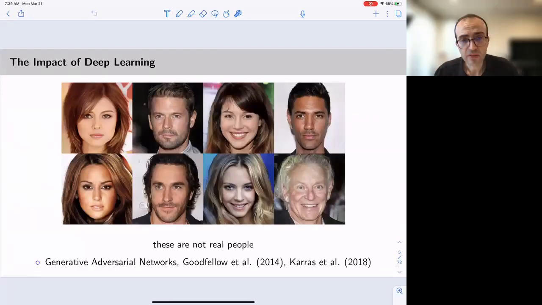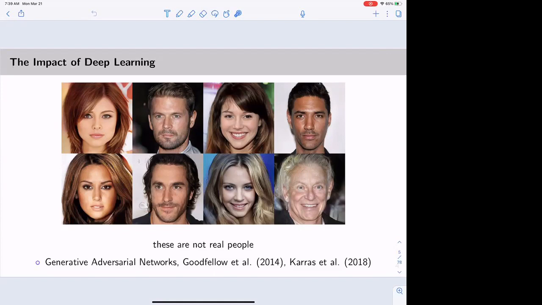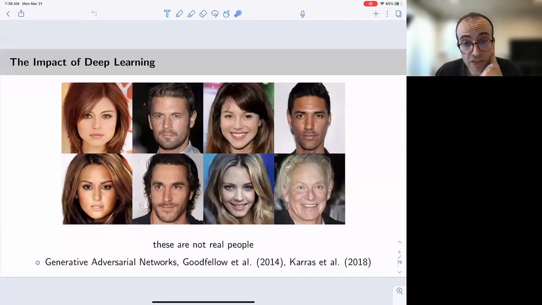And moreover, they enabled doing things we did not have any way of doing before. We have no way of imagining how we can, for instance, generate realistic images. So the people you see here are not real people. They are just generated by neural networks. So for realistic image generation, deep networks set the state of the art, and we have no other competing method.